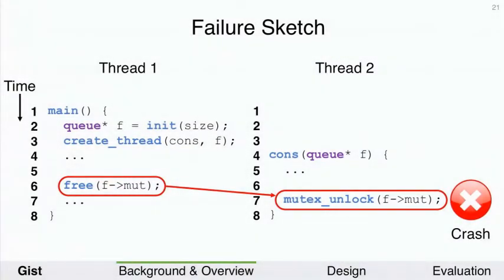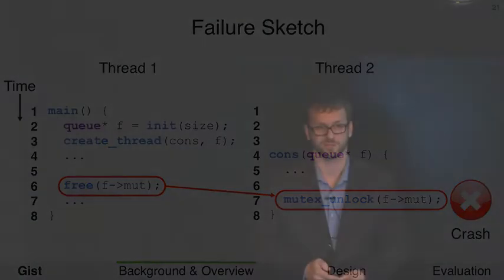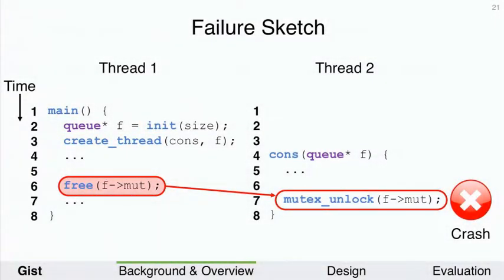Yeah, exactly. So it takes you 1 second to spot the bug. But even if you're not a really good developer, the failure sketch provides you more information. In particular, these red boxes and the arrow between them say that primarily in failing executions, the free statement from thread one executes before the mutex unlock statement in thread two.